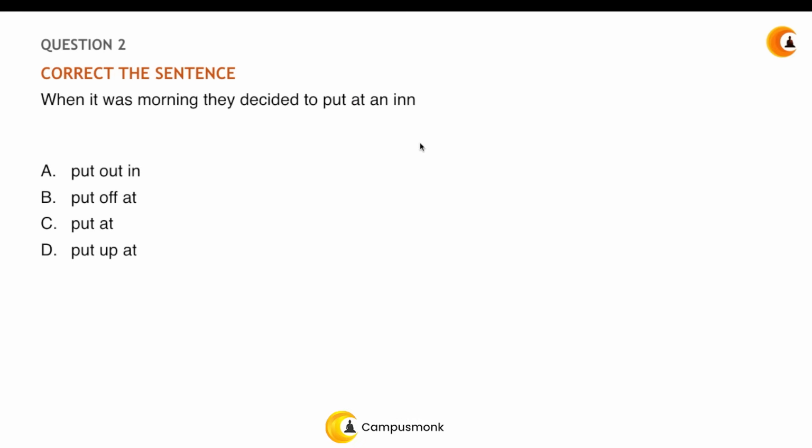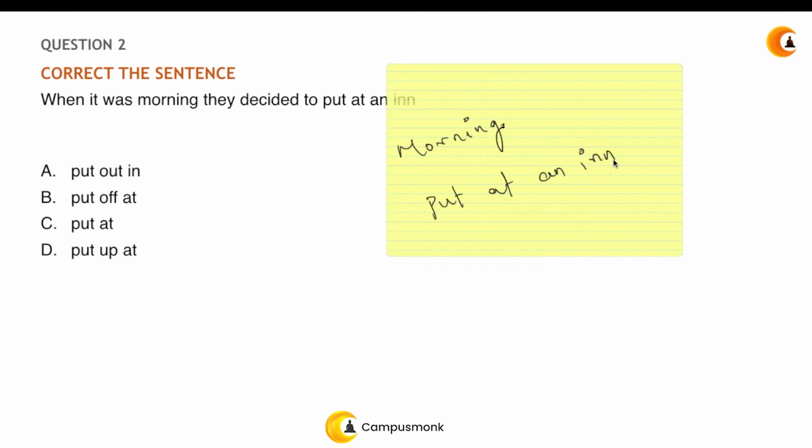Now, what is it saying? That in the morning, some people decided to put at an inn. What does this put up at an inn justify? It means to show up, okay? To meet, to go there in the morning and meet at an inn, which is something like a hotel where you can stay as well, right? So that's an inn. Okay, so put up at, so the statement will complete using an up in between put and at.